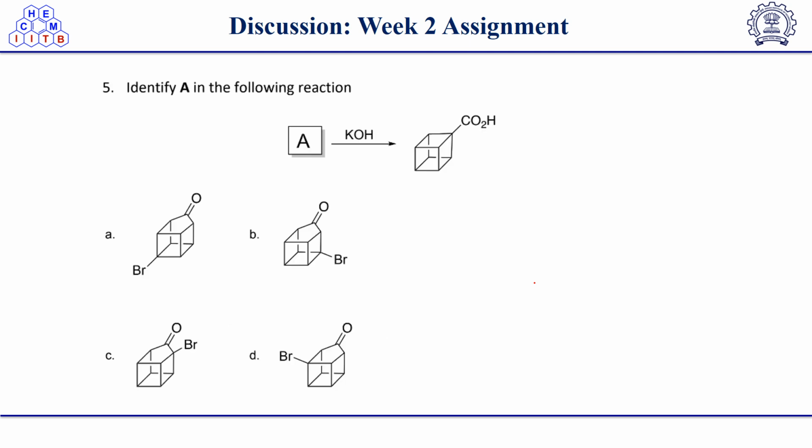Now the next question was to identify A in the following reaction. This is a Favorskii rearrangement, so which will be the corresponding starting material for this reaction? Obviously it should be an alpha haloketone. There is only one alpha haloketone given in the options. That will give the corresponding carboxylic acid with the 4-membered ring from this 5-membered ring. And option C is the correct answer in this case.